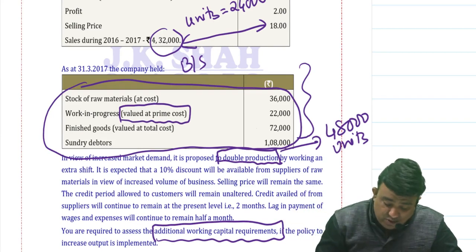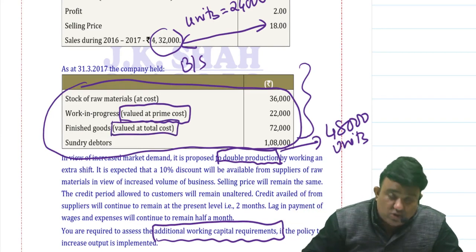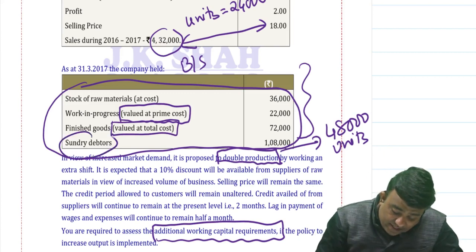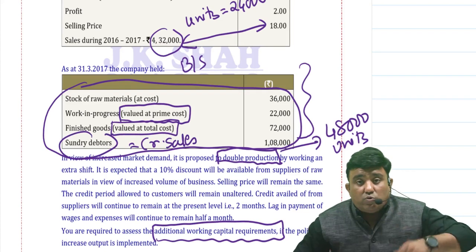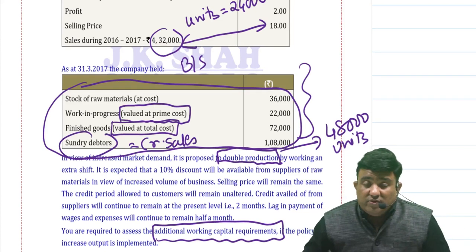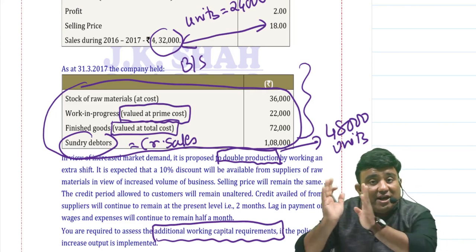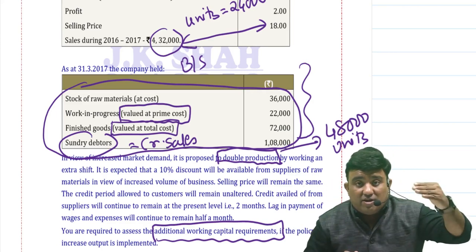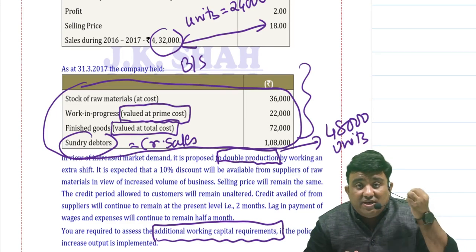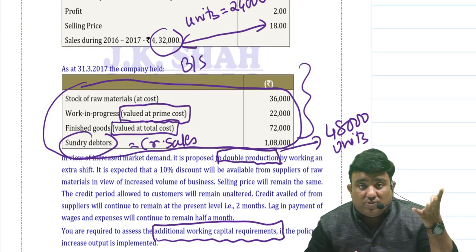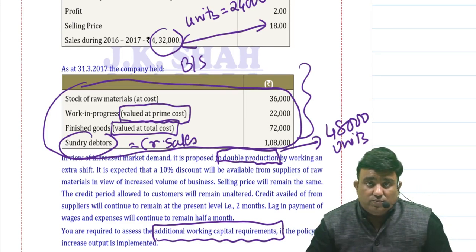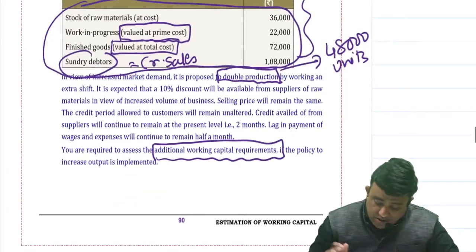So WIP will be based on prime cost and finished goods will be based on total cost. One more thing, data in the balance sheet is based on credit sales. So what you have to do is compute your credit terms for the data, apply the cost of sales concept and derive your data at cost. Because when you are going to the bank to raise funds, we need data that is absolutely on a cost approach, not on a sales approach. Clear? So that was there.